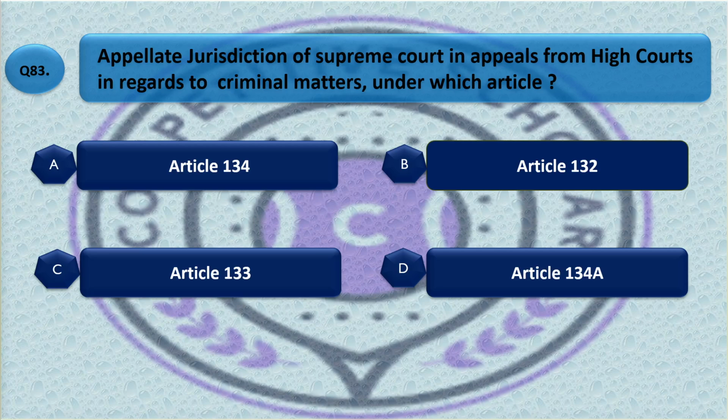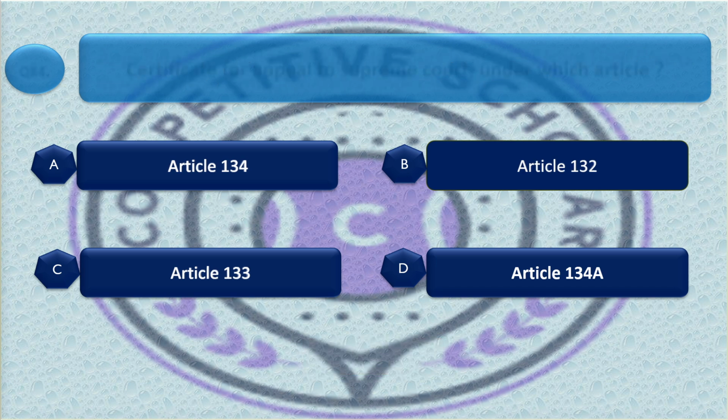Question number 83. Appellate jurisdiction of Supreme Court in appeals from high courts in regards to criminal matters under which article? Option A, Article 134. Option B, Article 132. Option C, Article 133. Option D, Article 134A. Answer is option A.